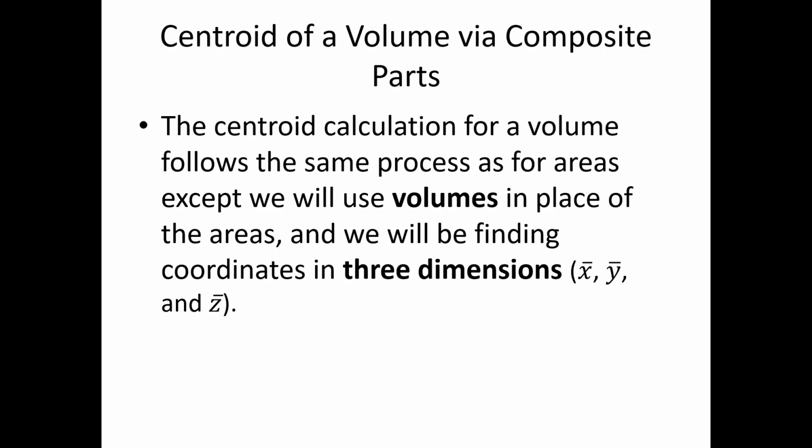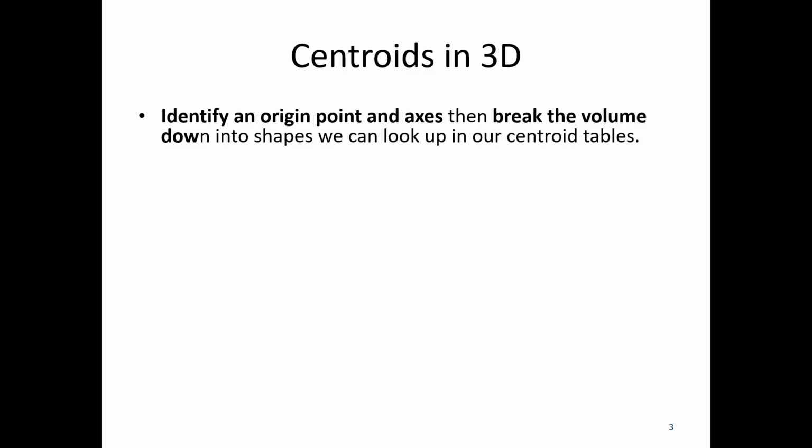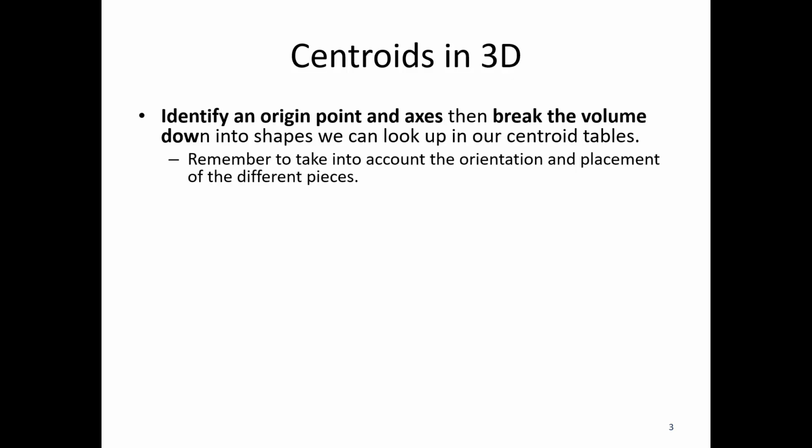So putting this all into our process, we identify an origin point and axes, and then we break our volume down into shapes that we can look up on our centroid tables. For this, we're going to be using the 3D centroid tables, rather than the 2D ones we were using for areas. We do need to remember to take into account the orientation and placement of the different pieces. So things may not be oriented the same way in the table as they are in your problem. You'll need to do a little bit of reorienting the pieces to make things work.